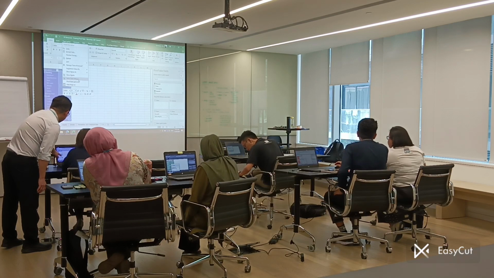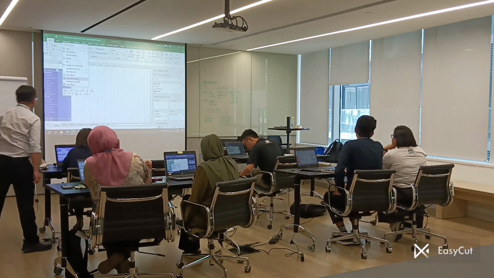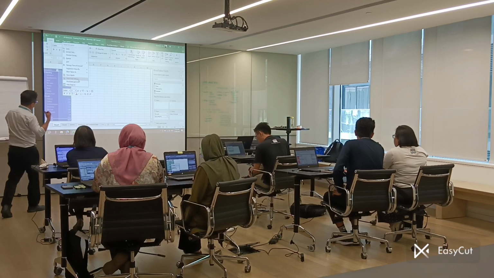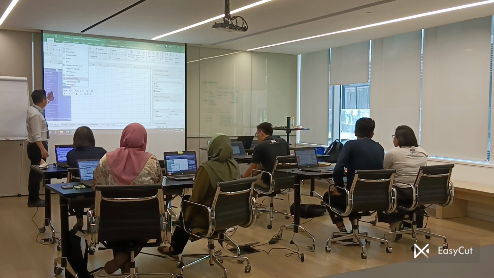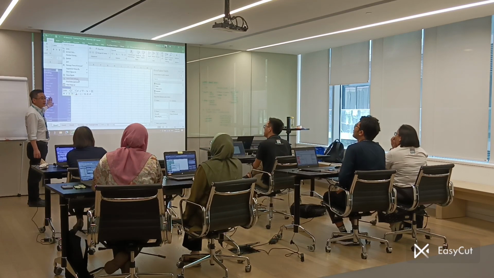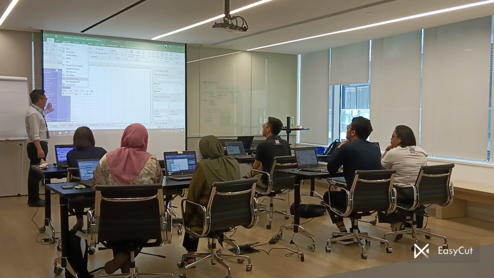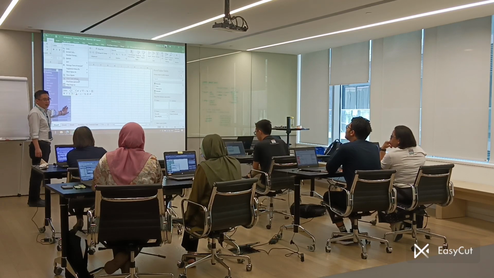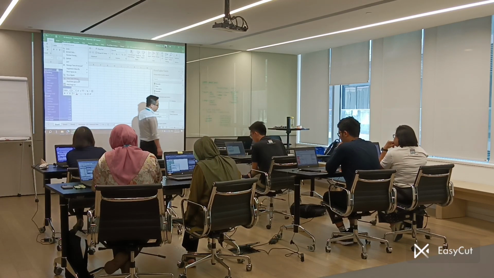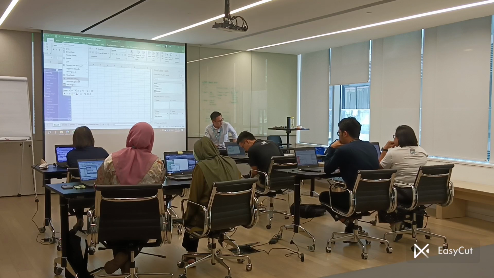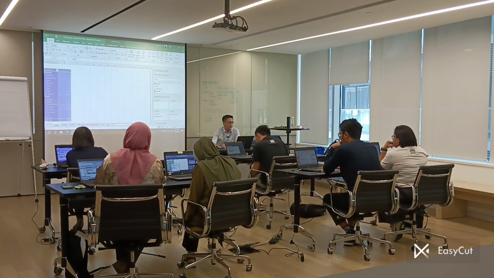So what Suwana found out is if you right click here, you don't get the value field setting. You get field setting instead. You have to right click on the amount. Okay. I think it's the same. Let me check. Yep.